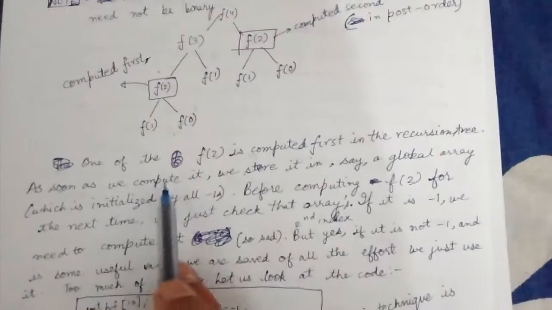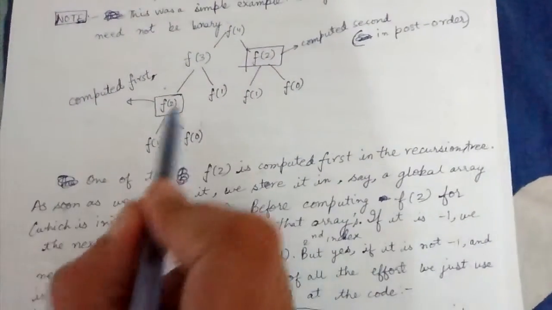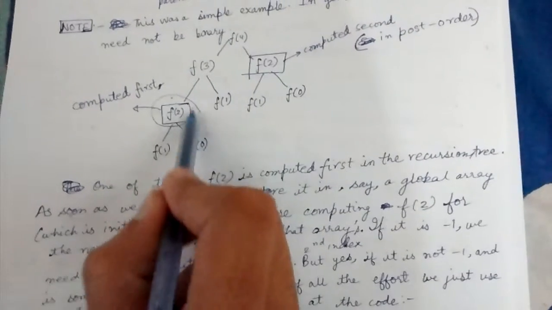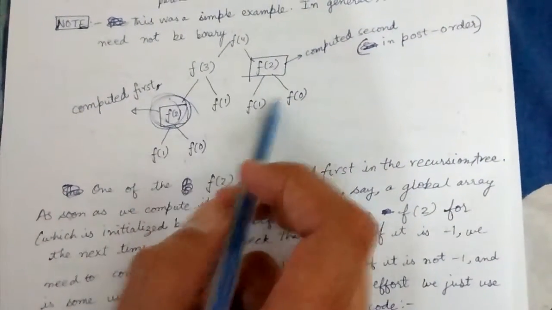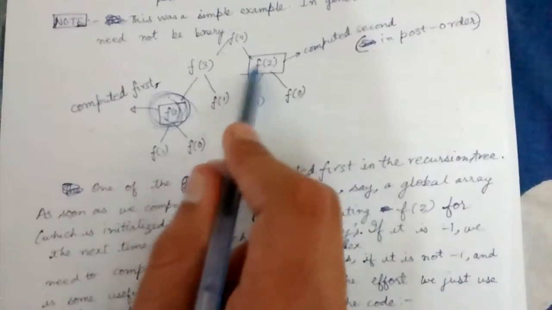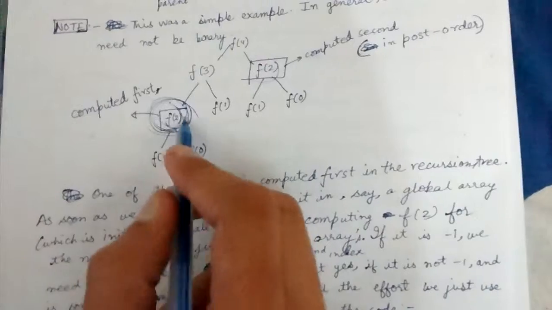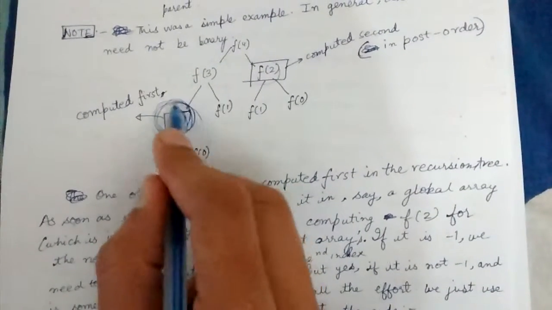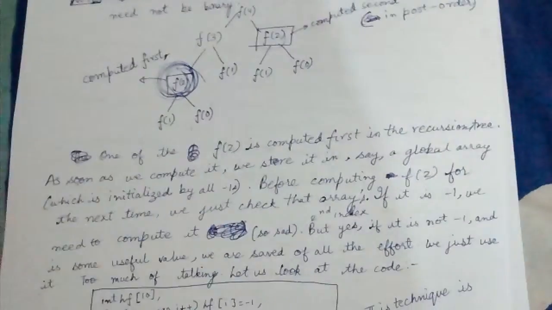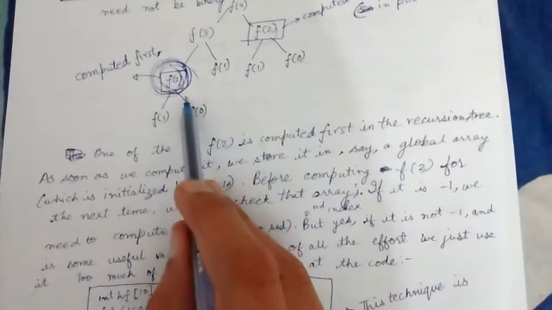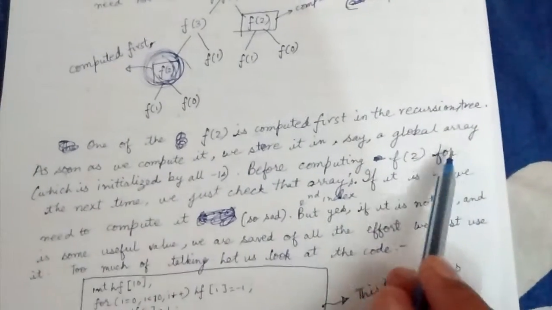As soon as we compute it, we store it in, say, a global array. So here we first compute it. f2 is first computed here because we follow the post order traversal. So this f2 is computed before this one using the post order traversal of this recursion tree. So at the first instant of time when f2 was computed, we just store it somewhere, maybe in a global array.